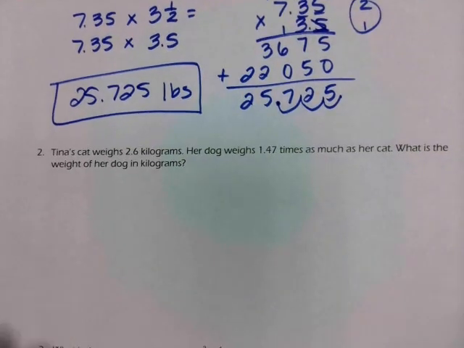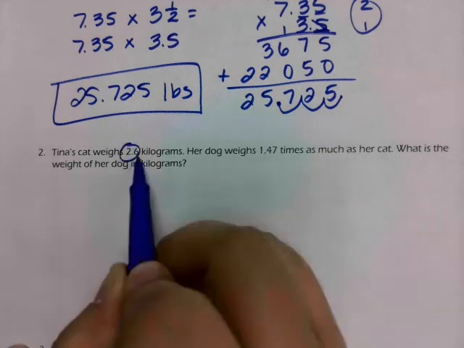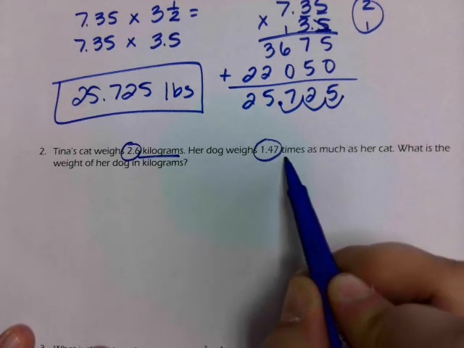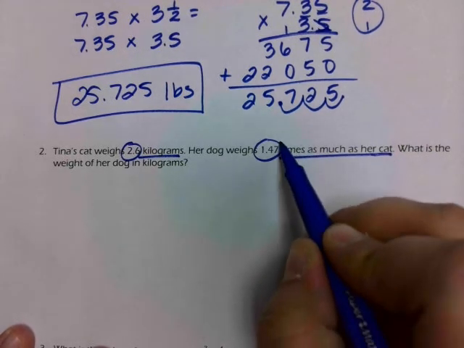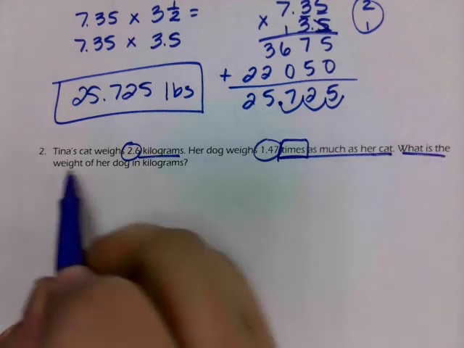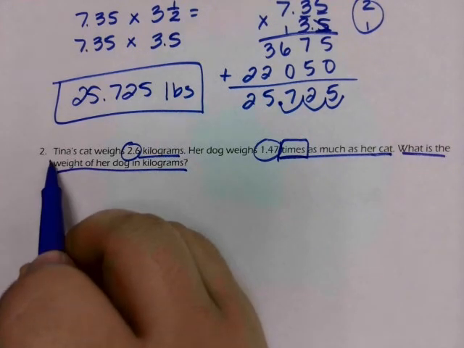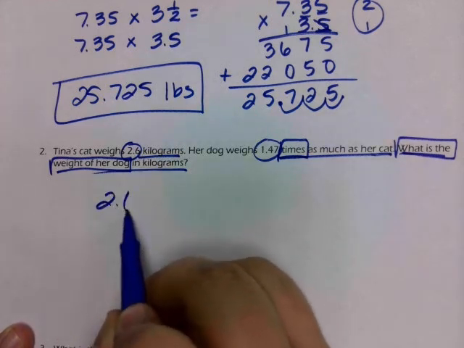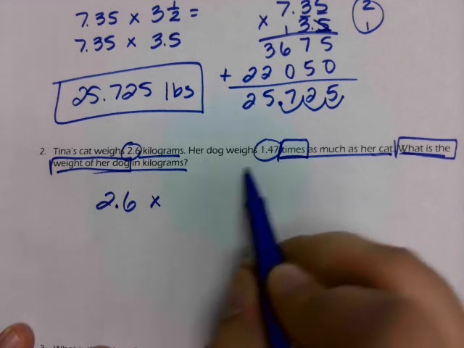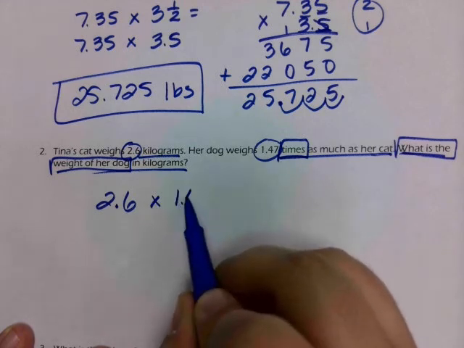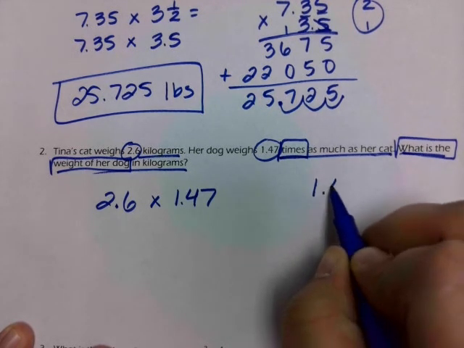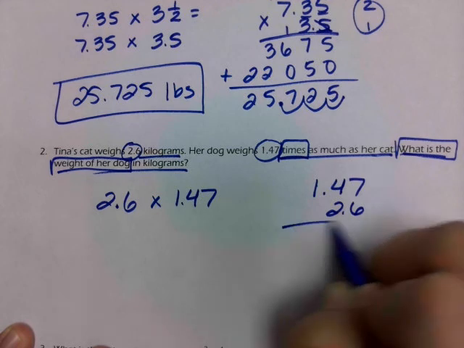All right, the next one. Tina's cat weighs 2.6 kilograms. Her dog weighs 1.47 times as much as her cat. So again, times. What is the weight of her dog? So we know that it's 2.6. This is straightforward. 2.6 times 1.47. Literally tells me times. Alright, so now all I gotta do is just line up my numbers. Again, not my decimal points.